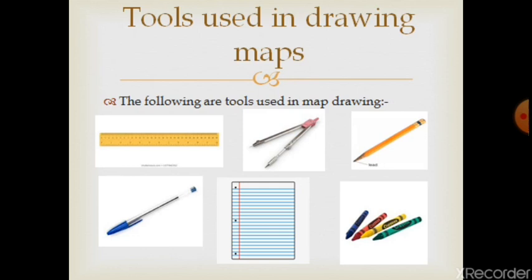A ruler is used to draw the margin and draw straight lines on a map. But also a pair of divider is used in drawing circles on a map. But also we have a pencil. A pencil is used in drawing a map. But also we have a pen. A pen is used to write different things like heading or labeling different features on a map.